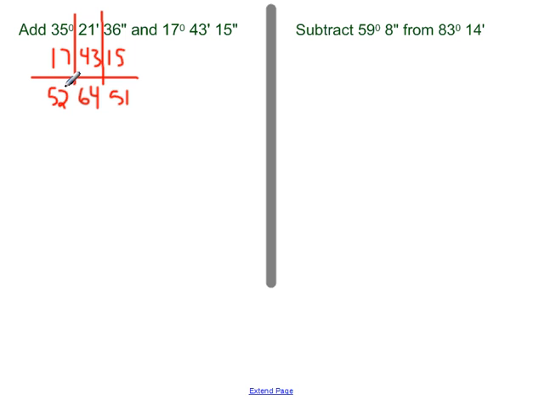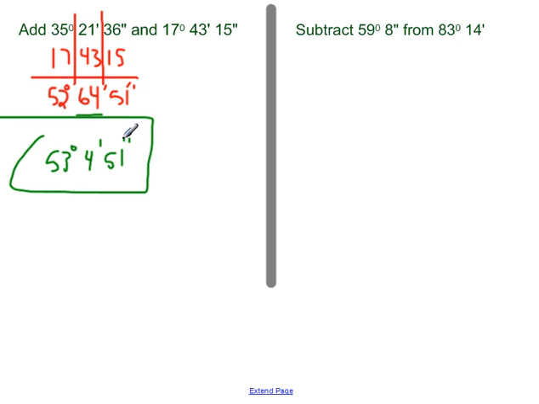Now, one thing you'll notice is my answer is not really simplified because technically I can simplify that value. One of the biggest mistakes here is when you take one over to the next column, it's 60 minutes that equal a degree. So when you take a 60 away from the 64, that would leave you with just 4. So your final answer is 53 degrees, 4 minutes, and 51 seconds.